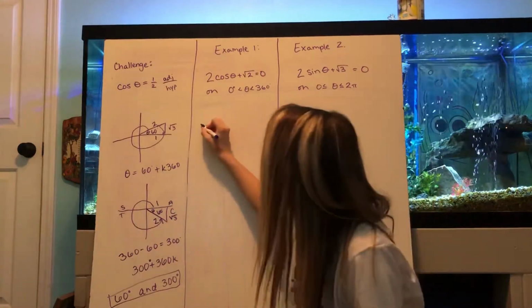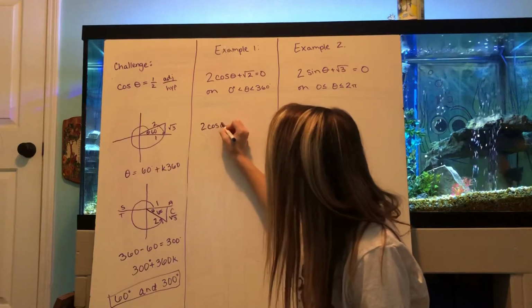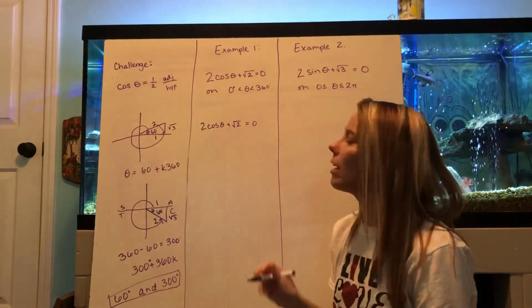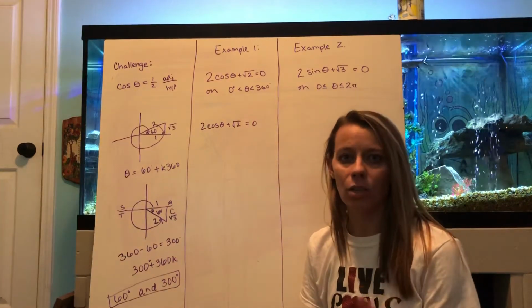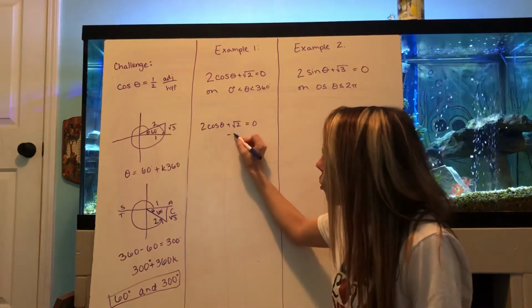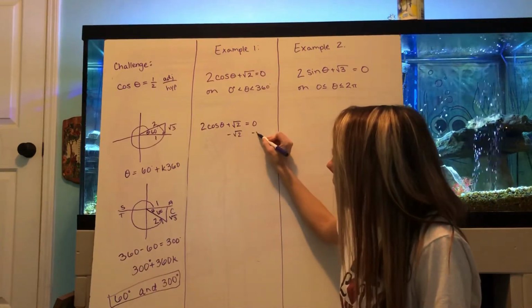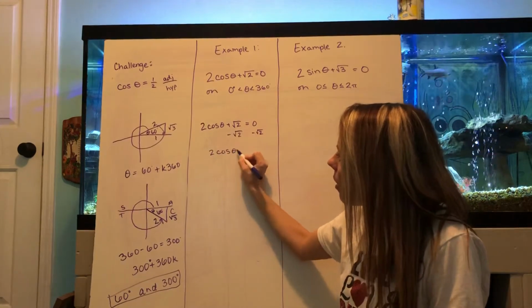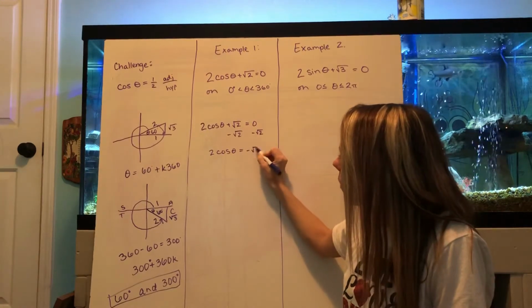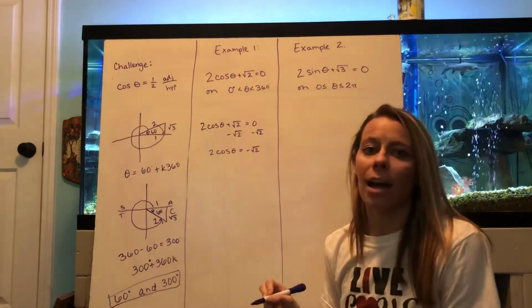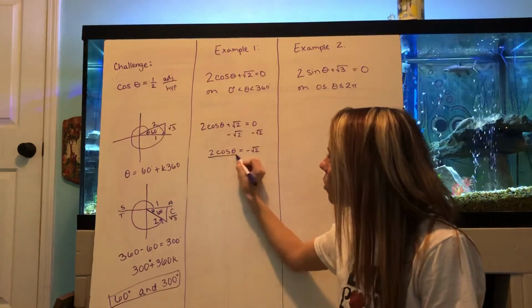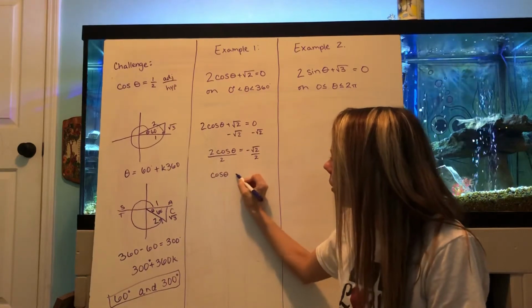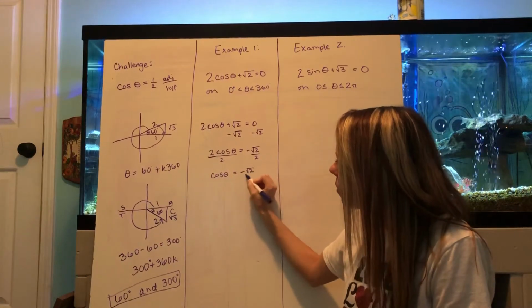Okay, so I have 2 cosine theta plus the square root of 2 equals 0. First thing you want to do is isolate your trig ratio. So I'm going to subtract the square root of 2 from both sides. So I have 2 cosine theta equals negative square root of 2. Then to isolate cosine completely, I'm going to divide by 2. So cosine theta equals negative square root of 2 over 2.